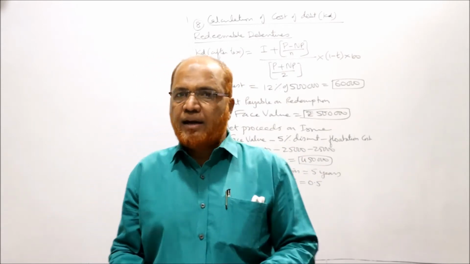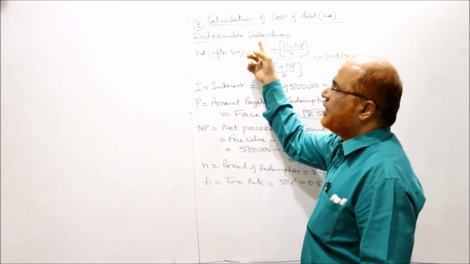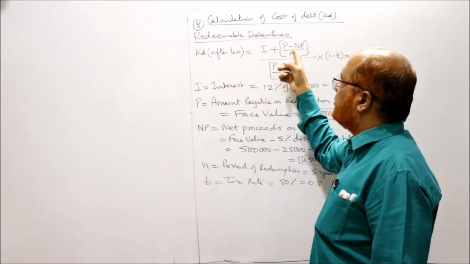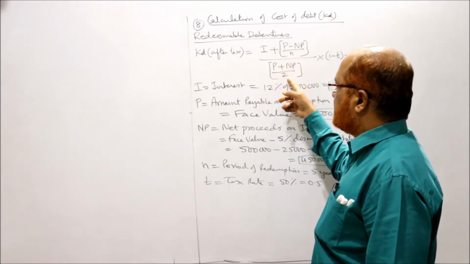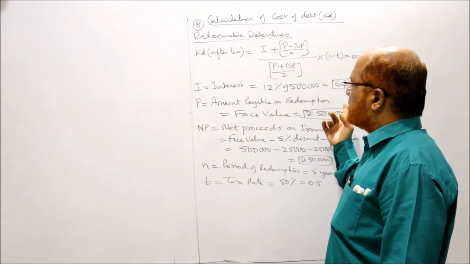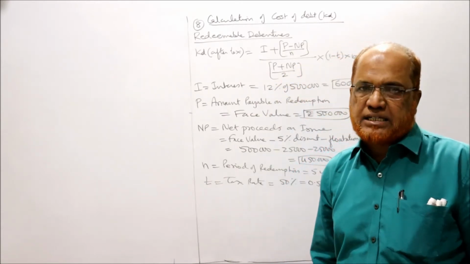So KD after tax. Calculation of cost of debt KD, redeemable debentures. Redeemable debentures KD after tax is I plus (P minus NP) by N, divided by (P plus NP) by 2, into (1 minus T) into 100. This formula will be applied whenever we have redeemable debt.